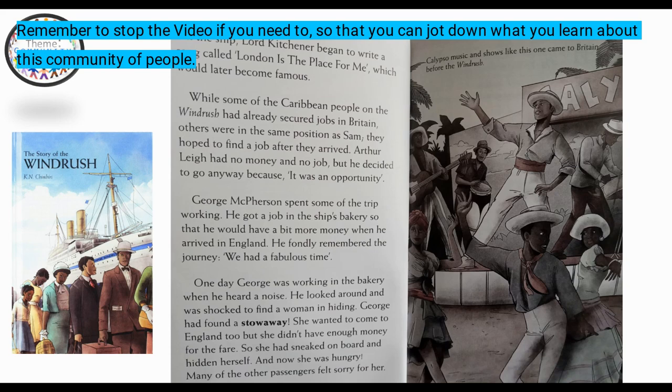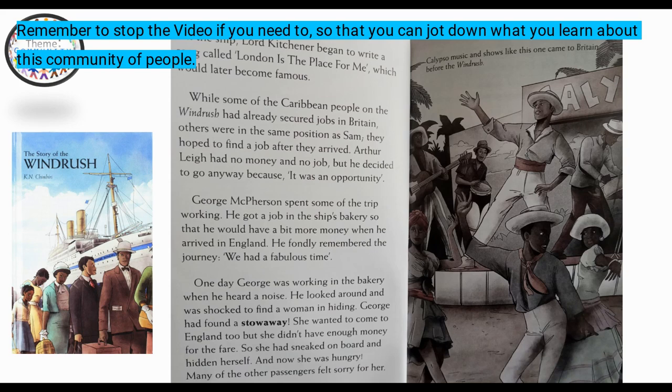While some of the Caribbean people on the Windrush had already secured jobs in Britain, others were in the same position as Sam. They hoped to find a job after they arrived. Arthur Lee had no money and no job, but he decided to go anyway because it was an opportunity. George Macpherson spent some time on the trip working. He got a job in the ship's bakery so that he would have a bit of money when he arrived in England. He fondly remembered the journey. We had a fabulous time.